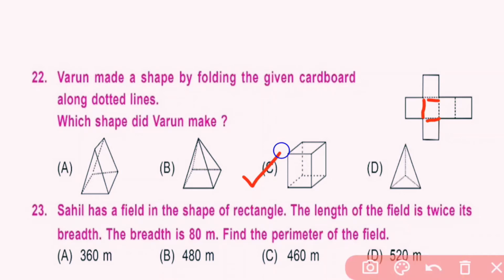Question number 23. Sahil had a field in the shape of a rectangle. The length of the field is twice its breadth and the breadth is 80 centimeters. If the breadth is 80 centimeters, the length will be twice of 80, which means 160. And this is a rectangle, so this side is 160 and this side is 80. Perimeter is the total of all sides, so 80 plus 160 plus 80 plus 160 is equal to 480 meters. So here B is the correct answer.